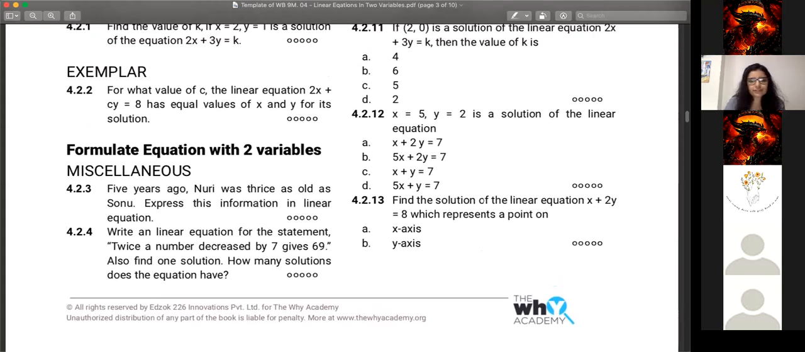Okay, look at question number 4. So this is basically covering all the basic things you can do with an equation. You're given a situation, you need to write the linear equation for it. Twice a number decreased by 7 gives 69. And also you need to find one solution, and also how many such solutions the equation has.